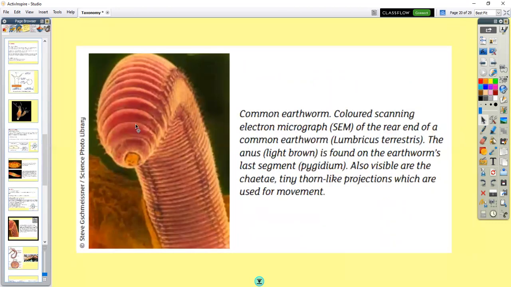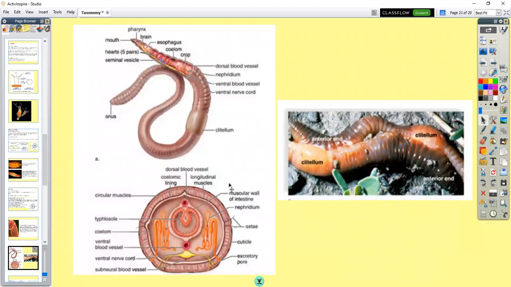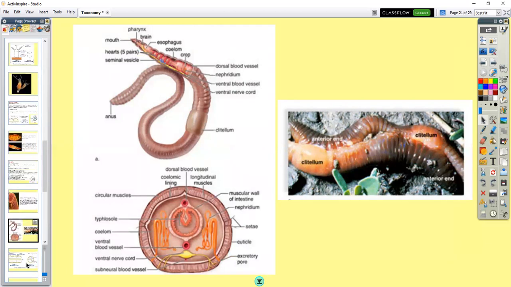There you can see, as that's a common earthworm, you can see that segmentation, and that allows them to have those muscles for movement, the longitudinal and circular muscles, which allow them to contract and move. And also you can see a cross section there. They have that central or ventral blood vessel, and they have nervous tissue, etc., in there as well.